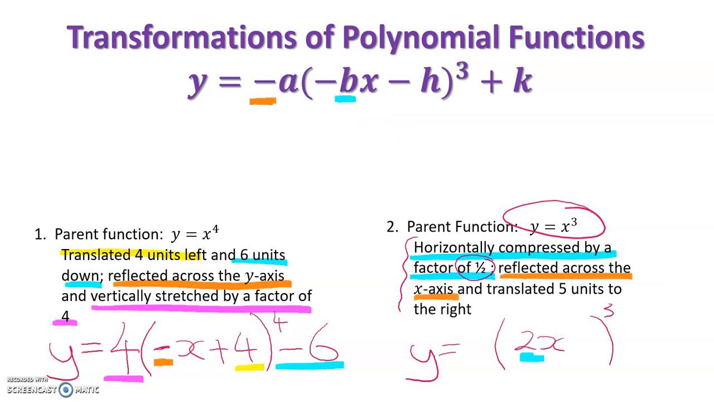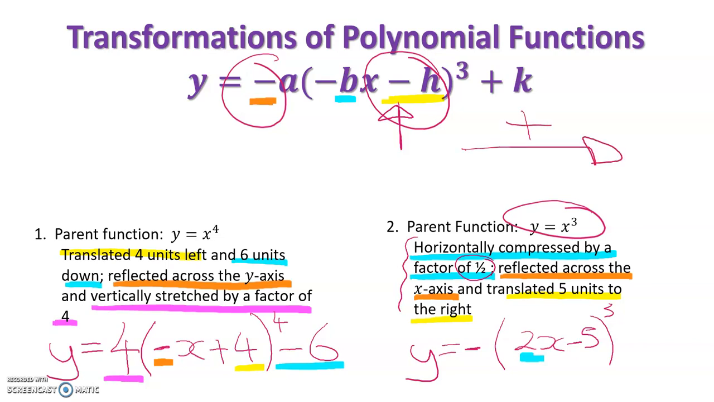Now let's look at the reflection across the x-axis, which is just a negative out the front. And lastly, it's being translated 5 units to the right. So the translation is here in the horizontal direction. And remember, it's the opposite sign because of this negative. So if we want to go right, we're actually going to subtract 5, because a minus and a minus make a positive, which means we then go in the right direction. And that's how you apply transformations to equations of polynomials.